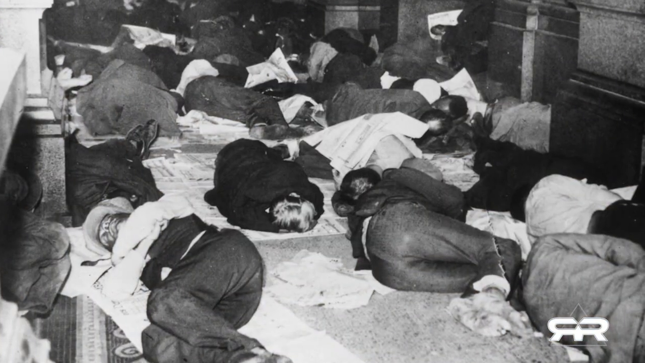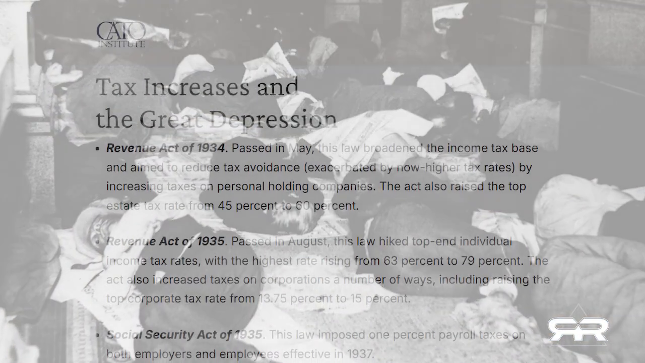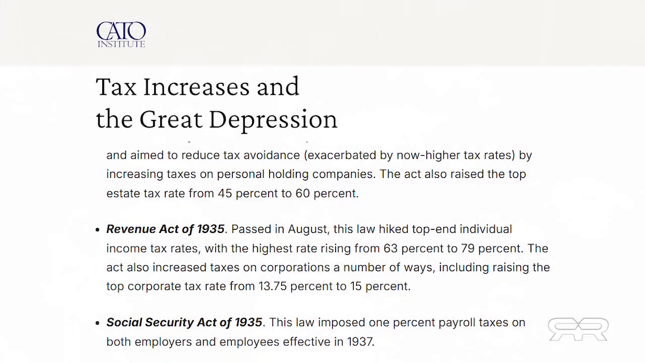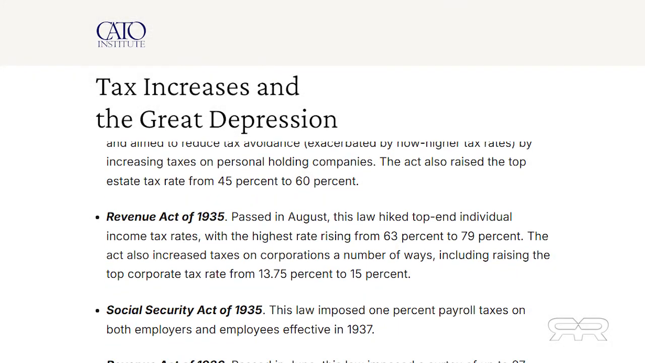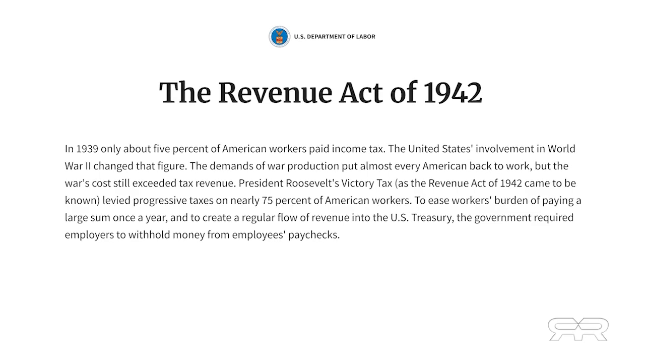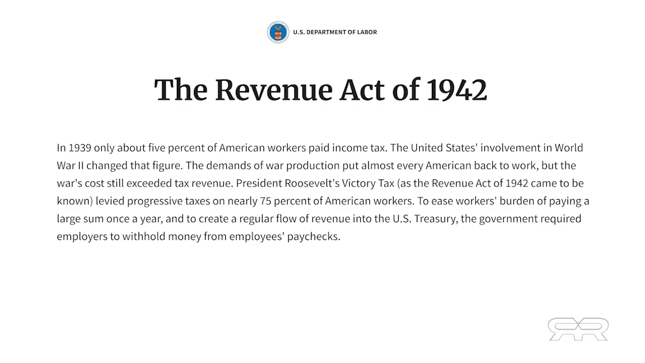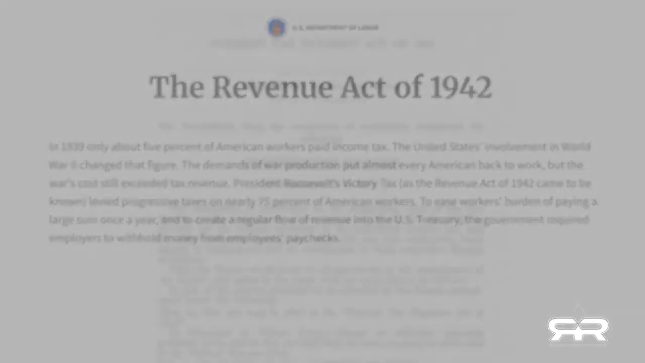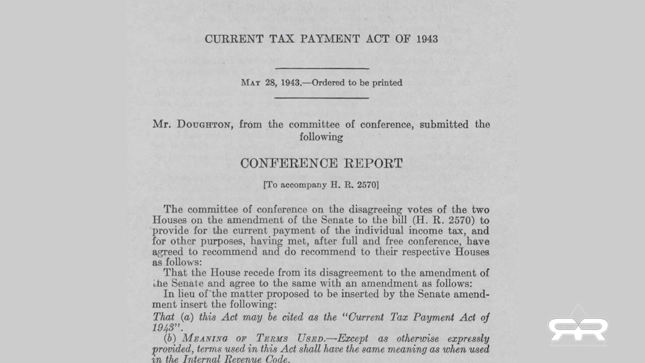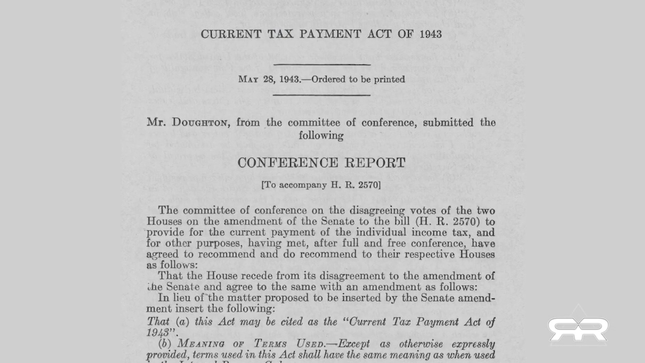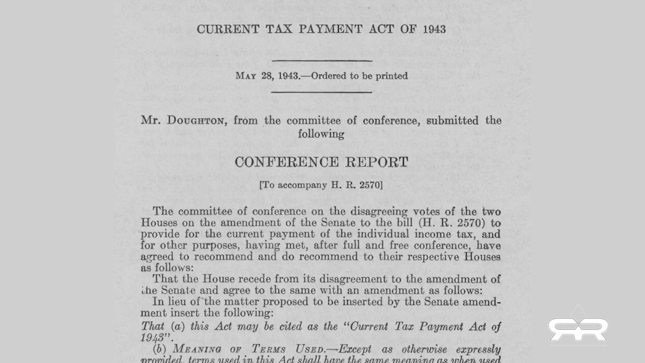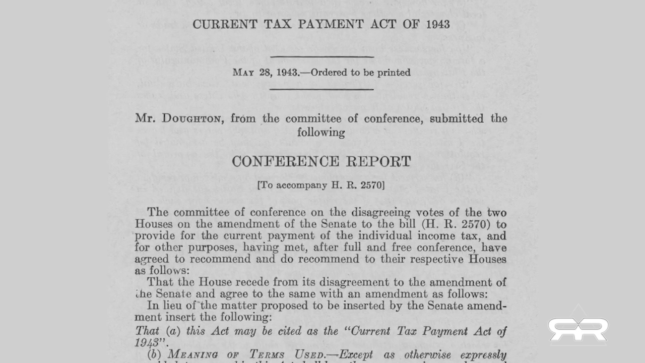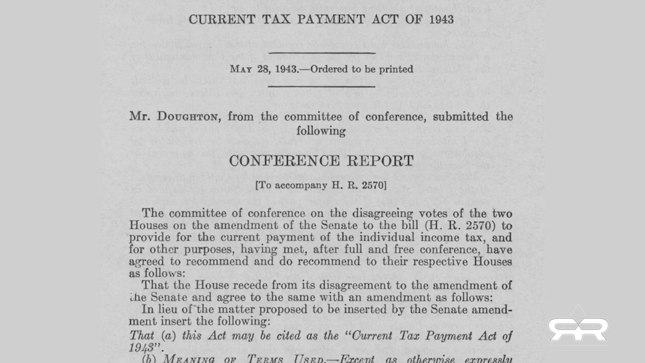In the years following the Great Depression, taxes were raised from about a tenth of a person's income to a third. And during World War II, the taxpayer base was expanded from 4 million people to 42 million. The current Tax Payment Act of 1943 required employers to withhold federal income tax from an employee's paycheck each pay period and send the payment directly to the IRS.